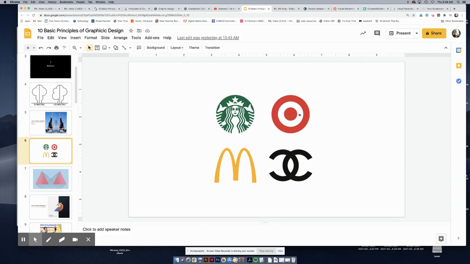Who knows what this logo is? This is the Target logo, and that is very symmetrical. Everything's the same on the left and the right. McDonald's, one of my favorite logos, is very symmetrical. Everything's the same on the left and the right. And the bottom right one is Chanel. We couldn't leave that one out. One of my favorite logos. When you draw that line right down the middle, it's very symmetrical. And it gives a sense of balance, a sense of responsibility and competence and stability.